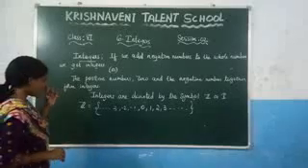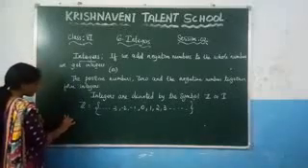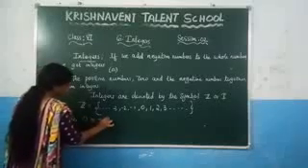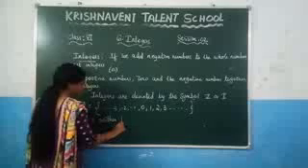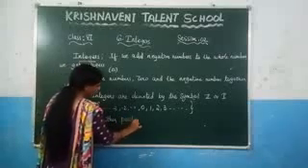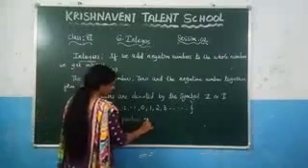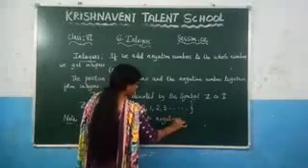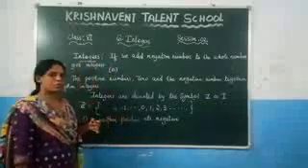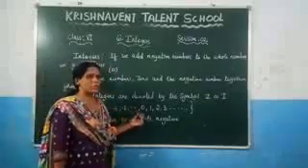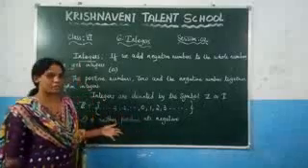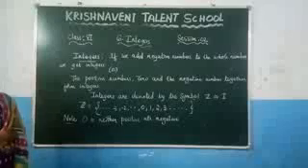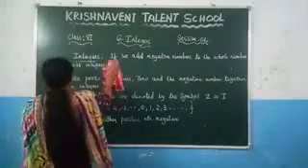And after that we have discussed a note: 0 is neither positive nor negative. 0 is the number we cannot call plus 0 or minus 0. That means 0 is neither positive nor negative. Now let us see the representation of integers on a number line.